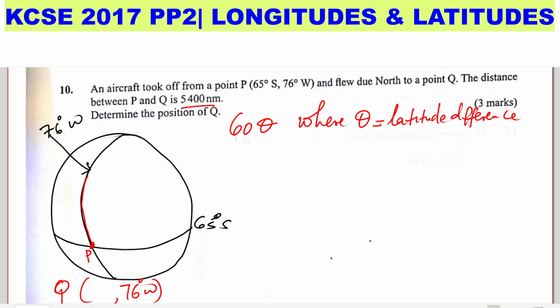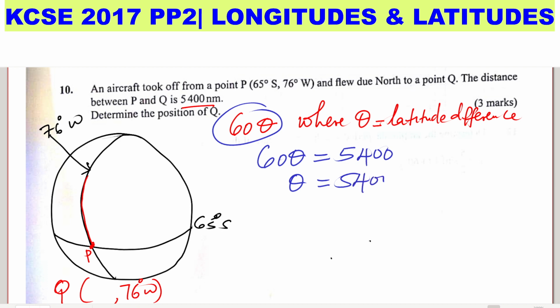So this is how we get the distance in nautical miles along the Great Circle. 60 multiplied by theta is equal to the distance between P and Q, which is 5,400 nautical miles. So theta will be given by 5,400 divided by 60, and theta will be 90 degrees. So the latitude difference between P and Q is 90 degrees.